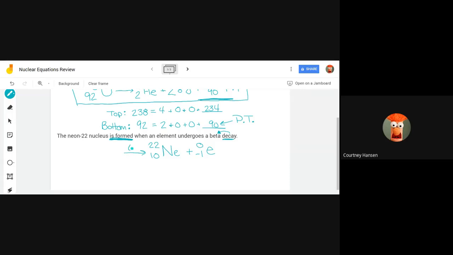And again, we're going to look at this arrow as an equal sign, and we're going to do our top numbers first. 22 plus 0 gives me 22 again. On the bottom, 10 plus negative 1, be careful with those negatives. 10 plus negative 1 is 9. Element number 9 on the periodic table is fluorine. And now we've got our completed nuclear equation. All right, let's try a couple more.